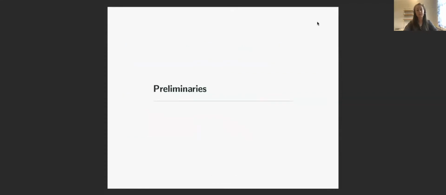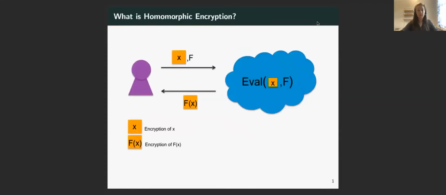So let's start with the motivation. I'm sure most of you know what FHE is, but allow me just to quickly do a recap. Fully homomorphic encryption, or homomorphic encryption, is a type of encryption that allows you to compute on encrypted data. And this is particularly useful if you would like to outsource a computation for any reason.